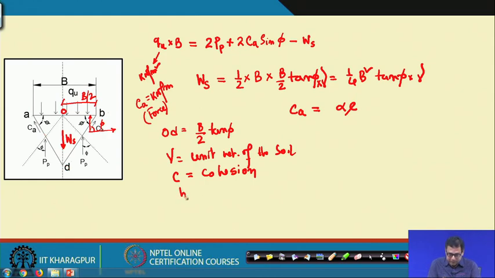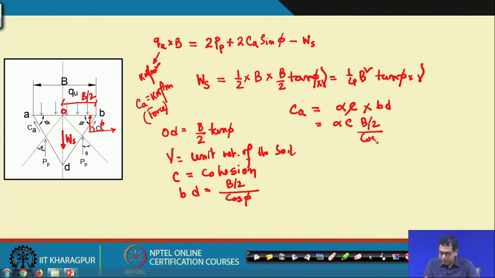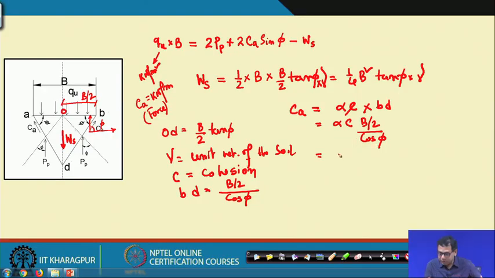BD value is, this is B by 2, this is phi. So, the BD value will be B by 2 divided by cos phi. So, we have to multiply with the BD. So, that will give alpha into small c into B by 2 divided by cos phi. Now, as I mentioned, this is the imaginary wall. So, alpha value will be here 1, because it is basically soil versus soil. So, if I take alpha as 1, this will be C B divided by 2 cos phi.